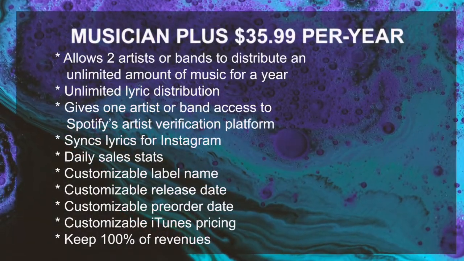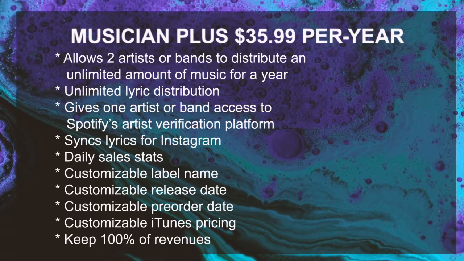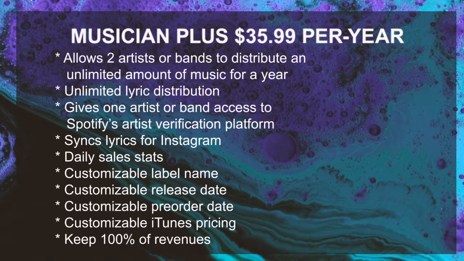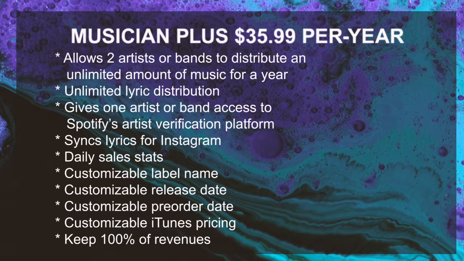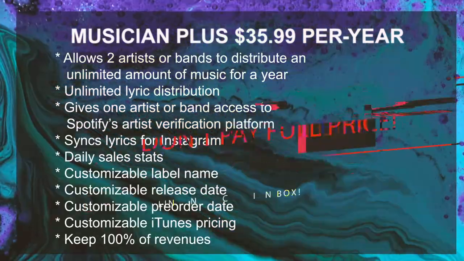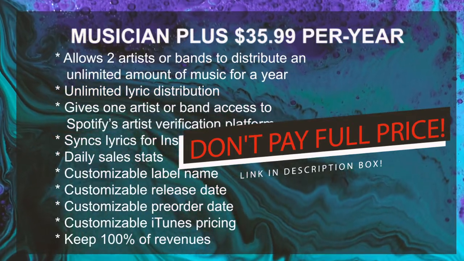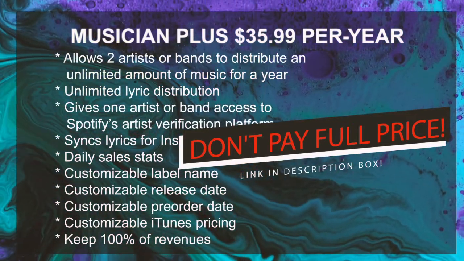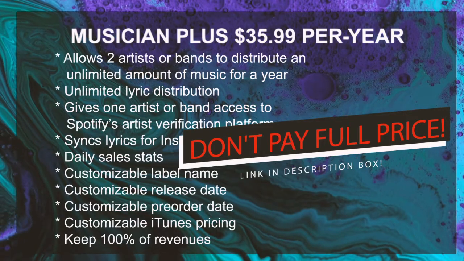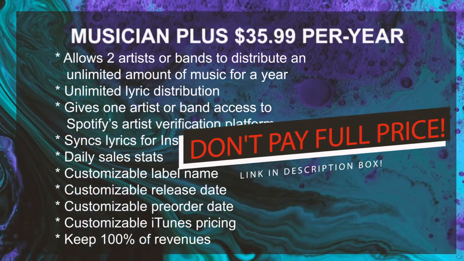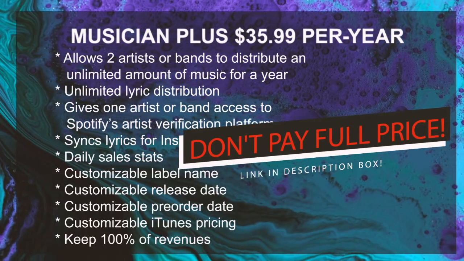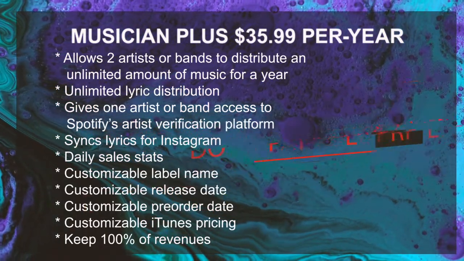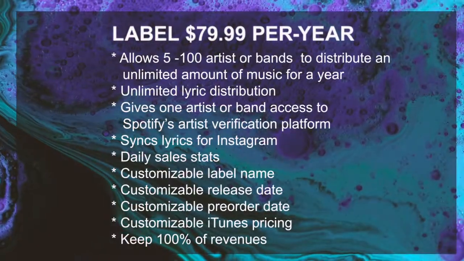Tier 2 is Musician Plus. This is only $35.99 per year. It allows two artists or bands to distribute an unlimited amount of music for a year. Unlimited lyric distribution gives two artists or bands access to Spotify's artist verification platform, syncs lyrics for Instagram, daily sales stats, customizable label name, customizable release date, customizable pre-order date, customizable iTunes pricing, plus you're gonna keep 100% of the revenue.